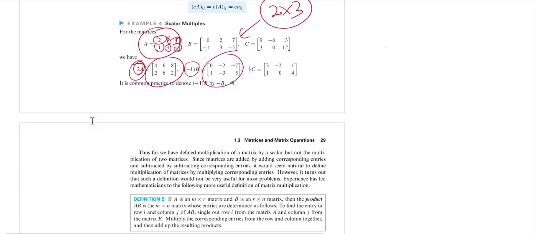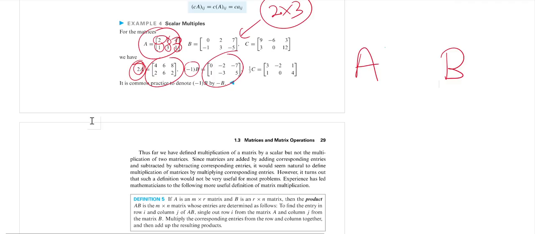But there's also another type of multiplication, which we call matrix multiplication, where we take a matrix A and a matrix B and we really want to multiply them together. In this situation, first of all, they have to be compatible.